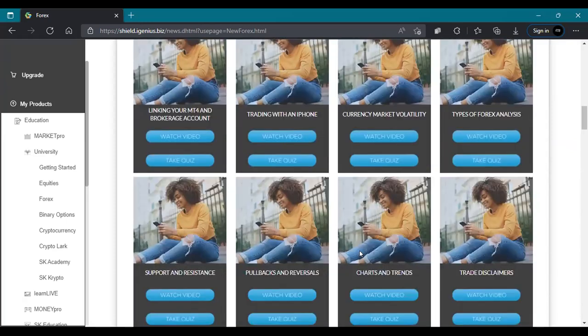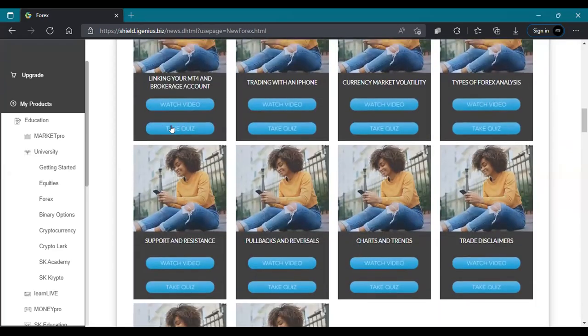So while you're watching all these things, you also have quizzes, right? You can take test questions and just try to test your knowledge. So support and resistance, every other single thing is also here.